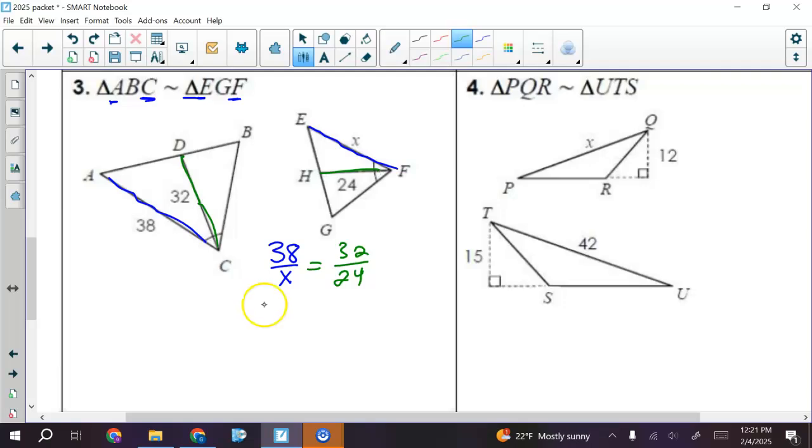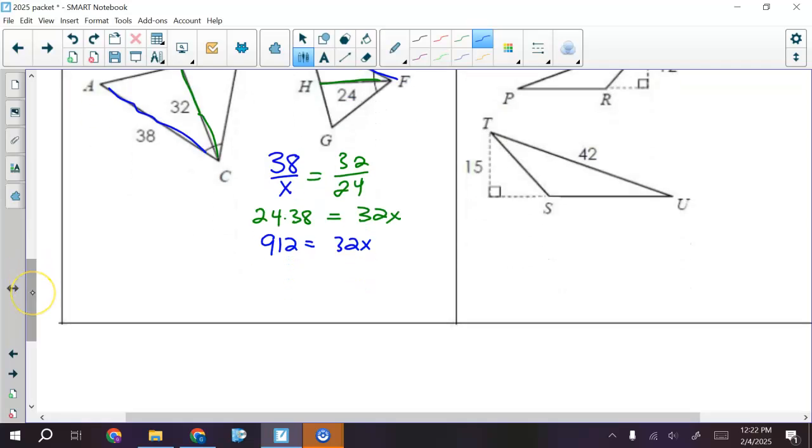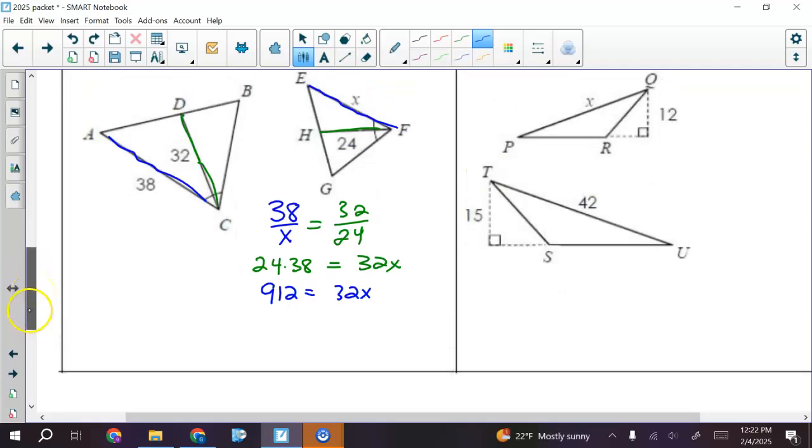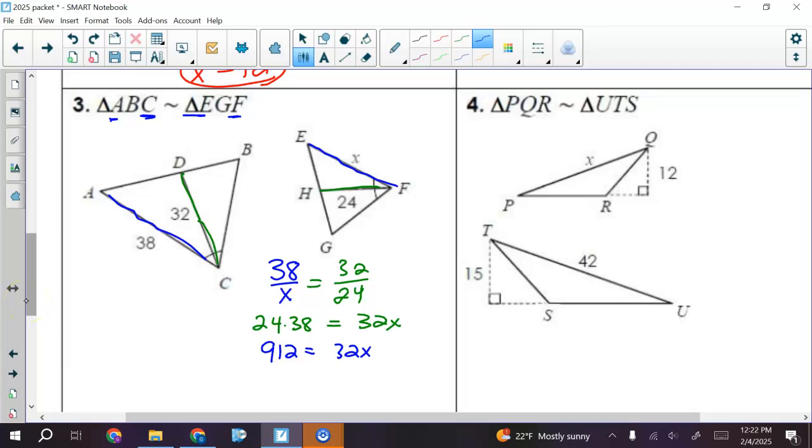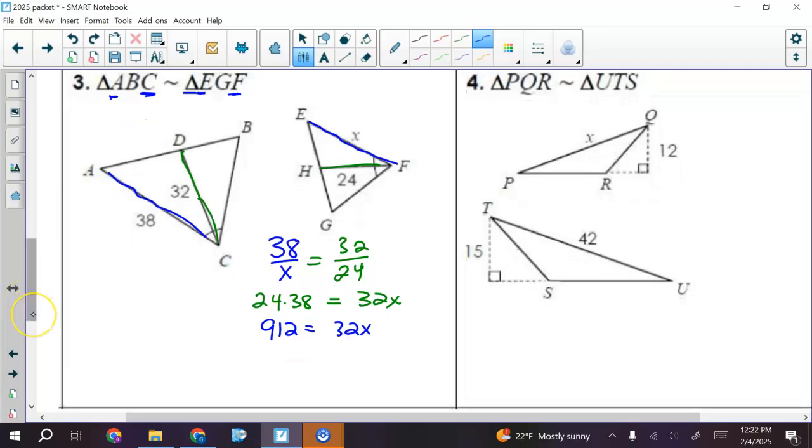So then we can cross multiply and think what's 24 times 38 equal to 32x. So we get 912 equals 32x. Go ahead and solve for that. And then see if you can start setting up that next one.